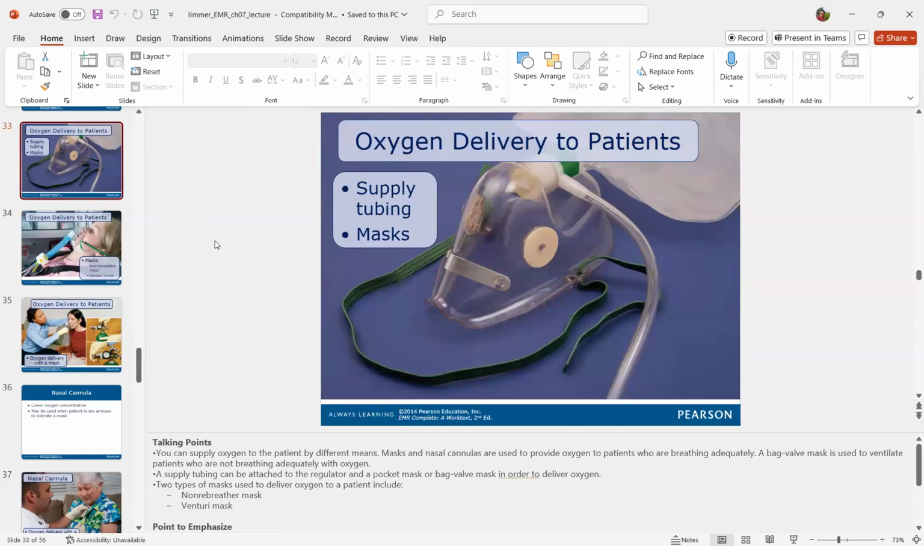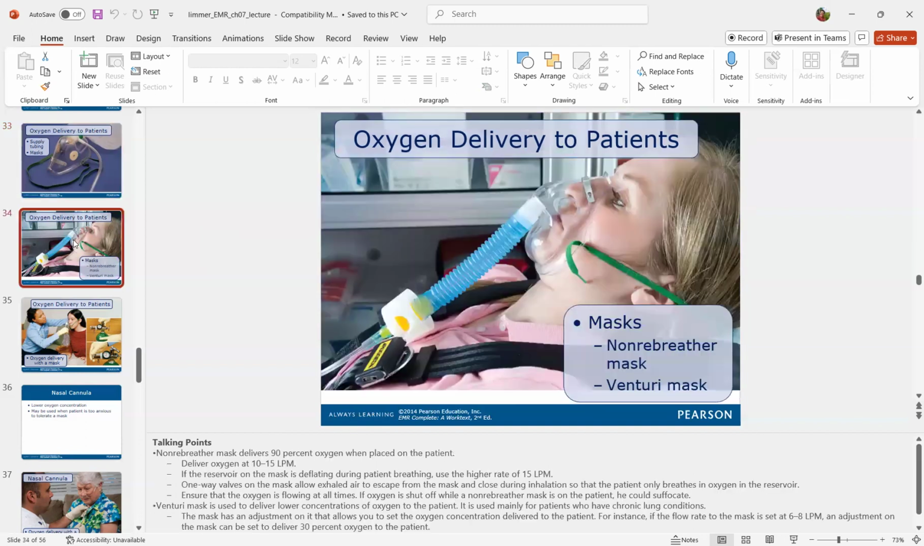Delivery to patients for oxygen. There's oxygen supply tubing. This is used as like an extension for things. We don't use it a ton, but there is supply tubing that we can use for, say, if we have a pocket mask. A lot of the pocket masks now will have a little port on the bottom of them. We can hook the oxygen to. We'll talk about some non-rebreather stuff coming up, masks, nasal cannulas, some of that stuff.